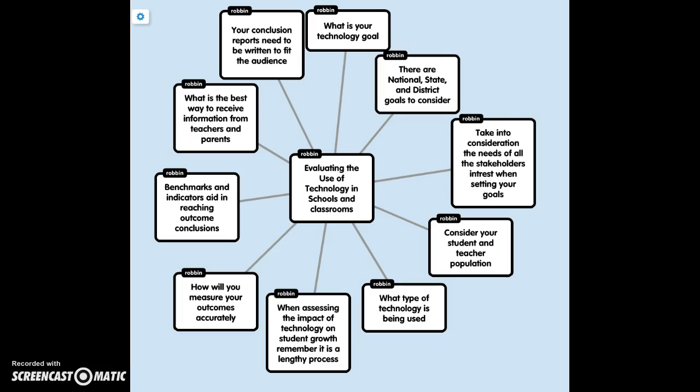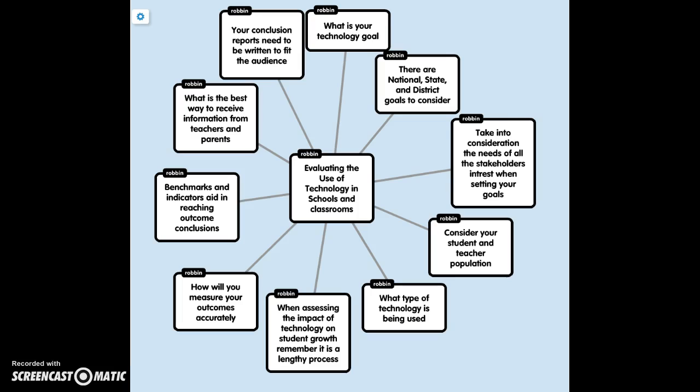And then your conclusion report. I had not thought about this, but if you're working with different people, such as the people who provide the money or the district, you have to be aware of what they're looking for in the report. So you have to write your reports to fit the audience that will be reading it. It'll be different for each one. So whenever you do come up with your conclusion, you have to take into consideration who's going to be reading that report and just what exactly it is they need to know.